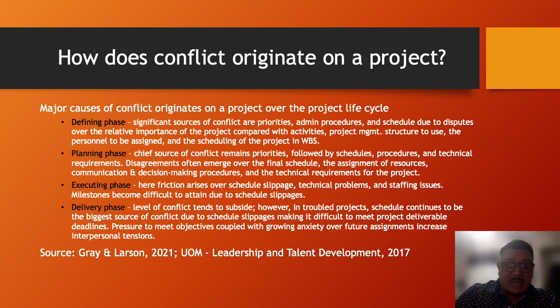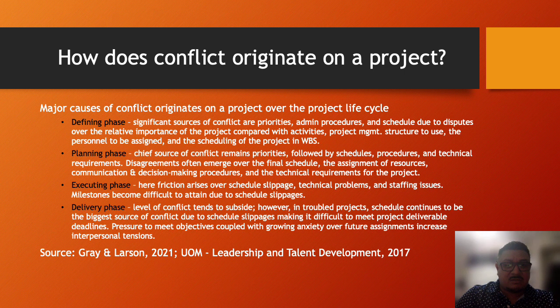Now, moving on to the planning phase, the chief source of conflict remains priorities, followed by schedules, procedures, and technical requirements. Disagreements often emerge over the final schedule, the assignment of resources, communication and decision-making procedures, and the technical requirements for the project. Also, there's the executing phase.